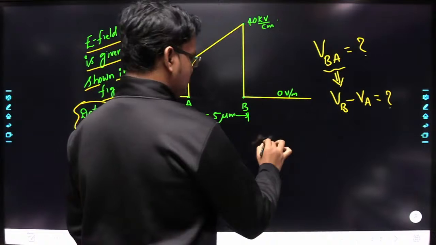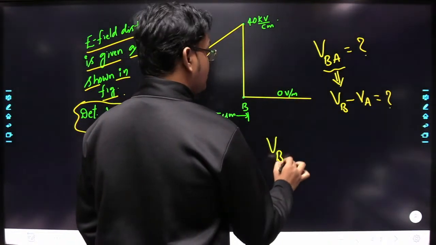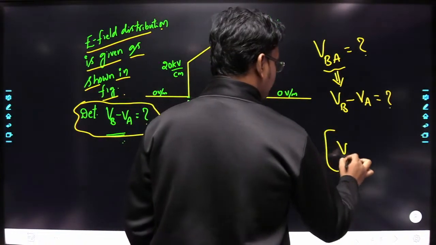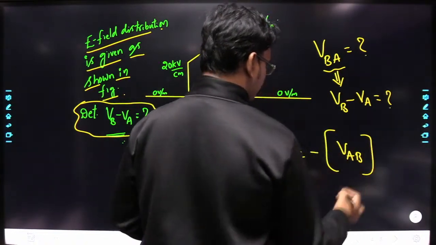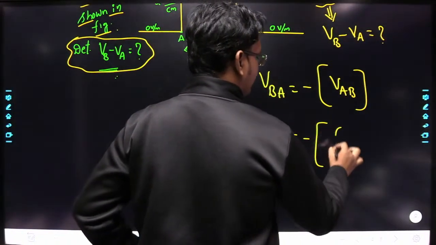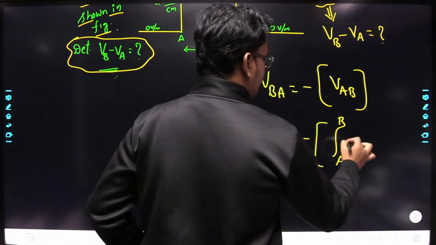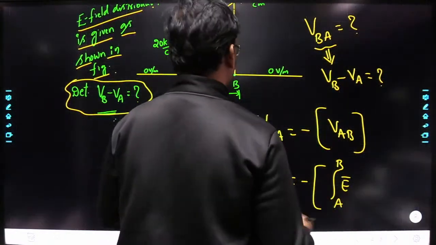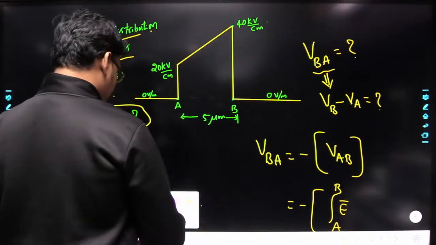So VBA is nothing but minus of VAB. That is equal to minus of VAB, which I can write as the integral from A to B of E bar dot dl. Now here let us take some axis.